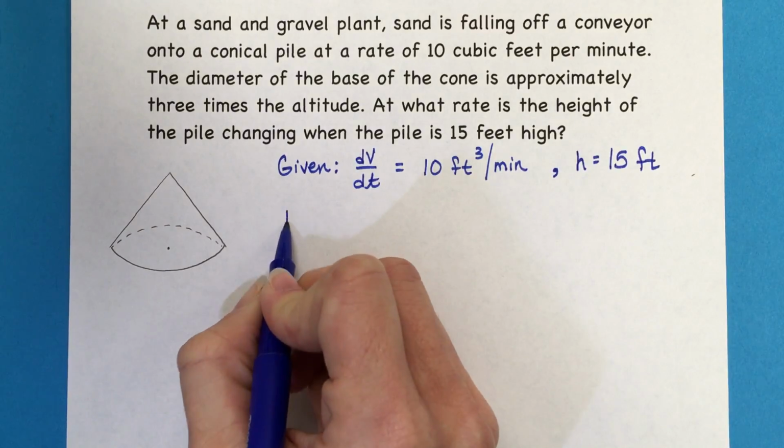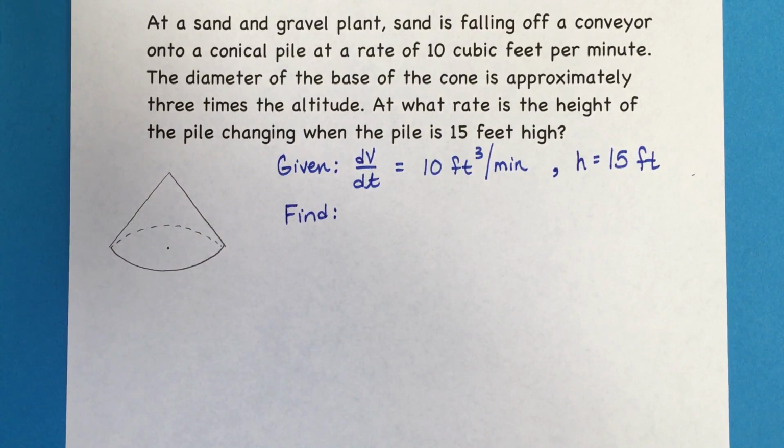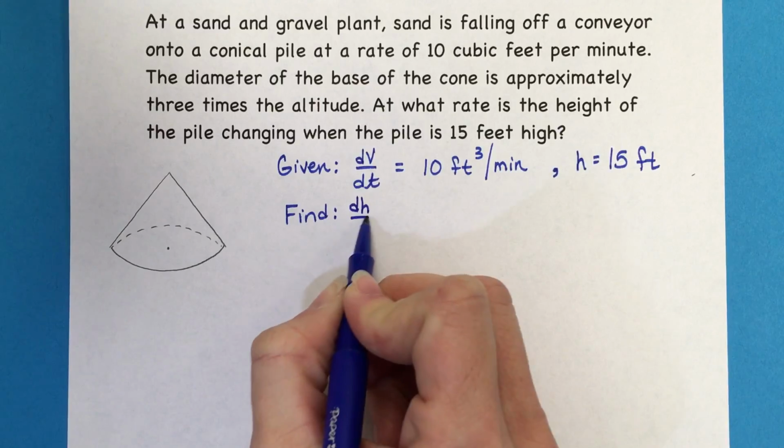What you're trying to find, as it says, is the rate of change of the height. How fast is that growing? Because obviously the pile is going to continue to get deeper and deeper as the sand comes off of the conveyor. So since we want to know the height, I'm going to refer to it as dH/dt.